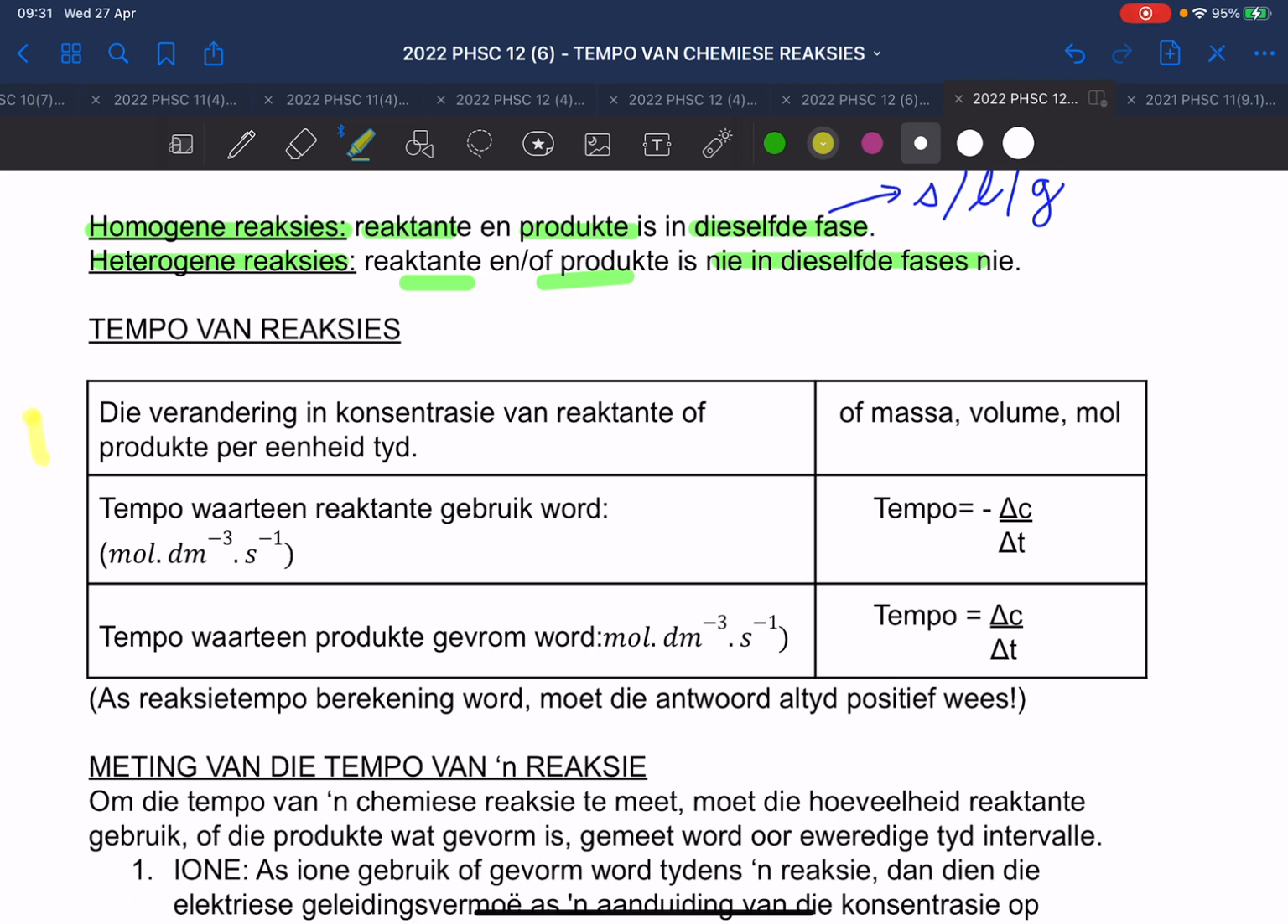Okay. The definition there binne. Iemand klop. Hallo? Merk jy nog af?